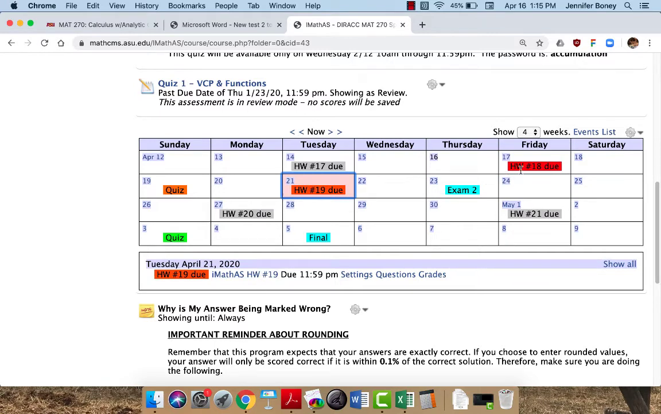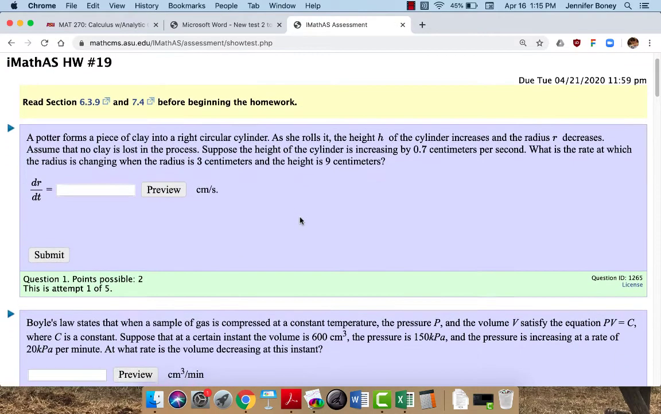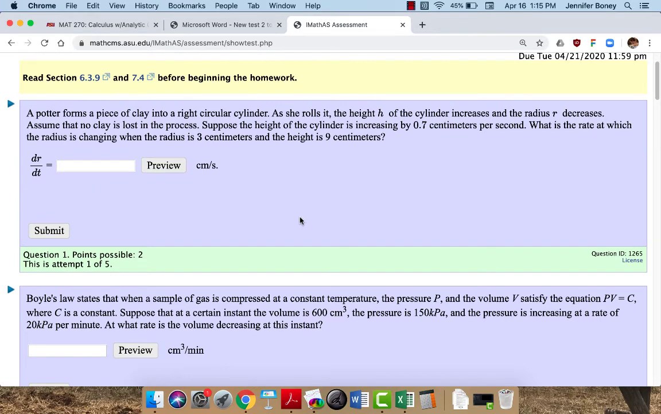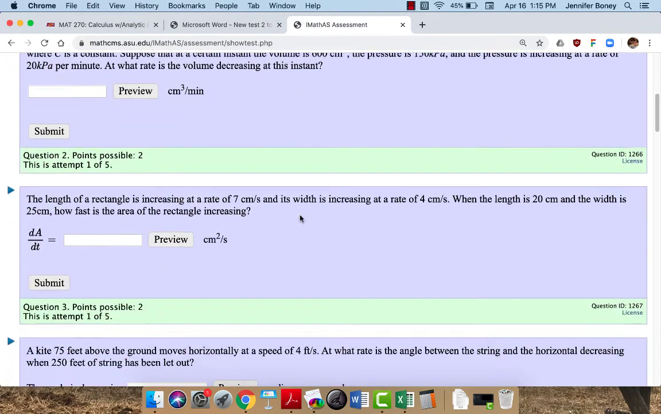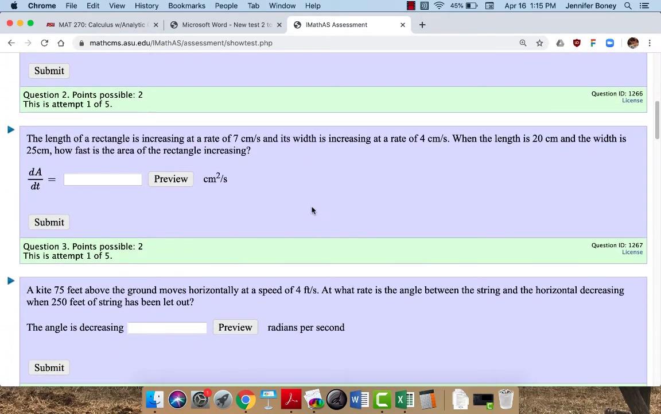So the Friday homework is just strictly implicit differentiation. The Tuesday assignment is all the applications of that with related rates. So let's take a look at some of these questions. From the first 5, the most requested was number 3. This one says the length of a rectangle is increasing at a rate of 7 centimeters per second, the width increasing at a rate of 4 centimeters per second. When the length is 20, the width is 25, how fast is the area increasing?